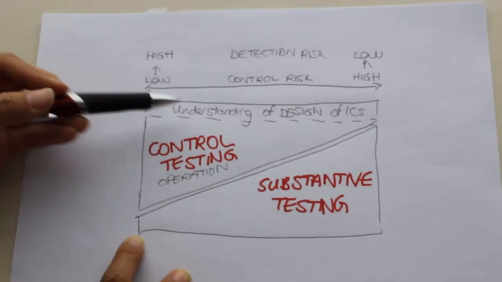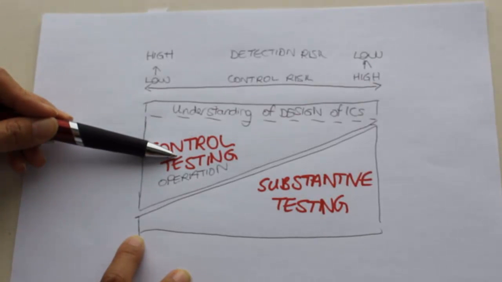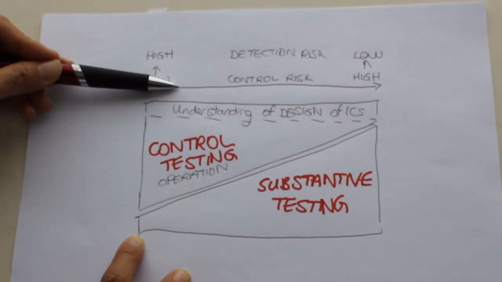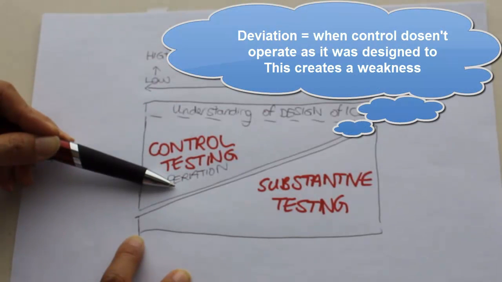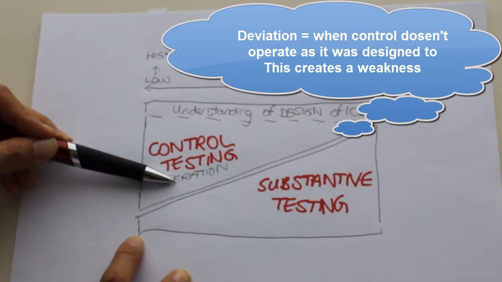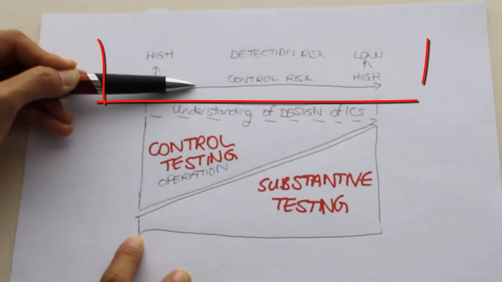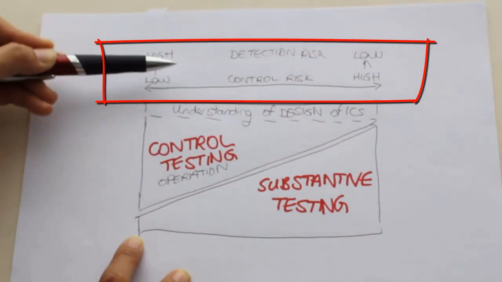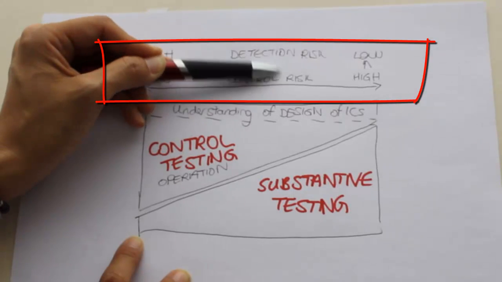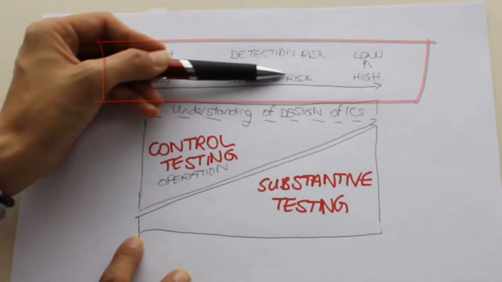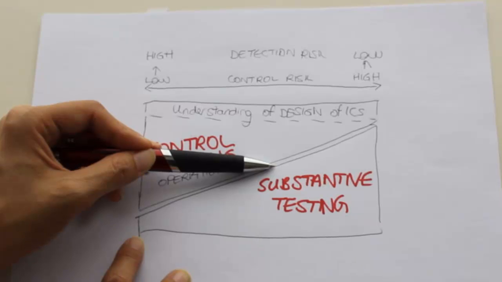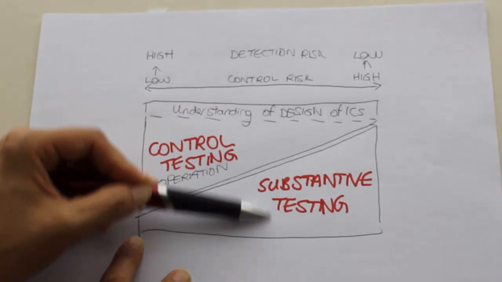Now what happens if I test my internal controls and I think they're low, but based on the operation I find that there are deviations? There are situations where the control is not operating as designed. Well, then I need to go back and adjust my control risk assessment to a higher level. So I need to shift across to the right. That means that my detection risk is moving towards low, and I need to increase the amount of substantive testing that I do.